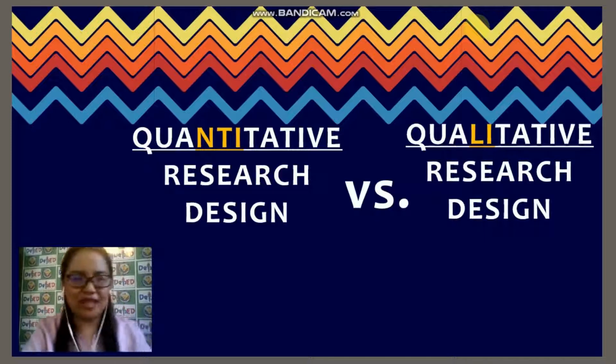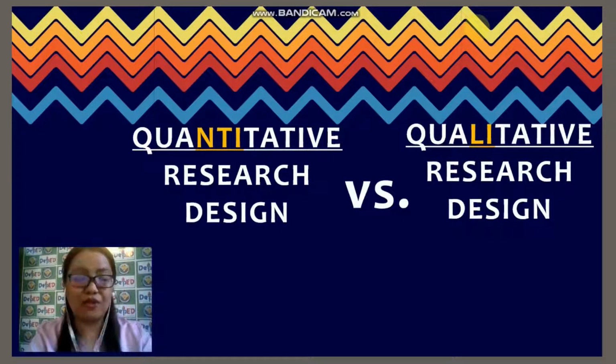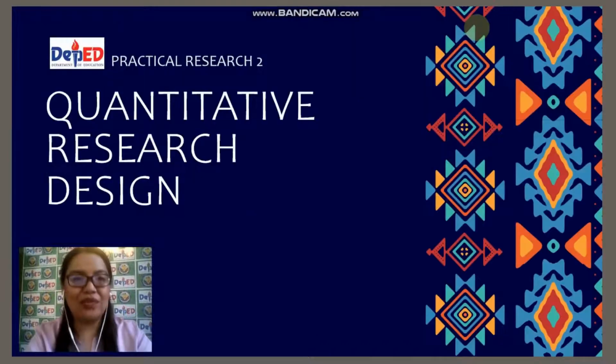Quantitative research design versus qualitative research design. Quantitative research is more systematic and controlled than qualitative research, which you have learned in Practical Research 1 last school year. However, these two research methods have a statement of the problem to investigate. So it is very important that you have completed the previous task diligently to maximize your learnings in this video lesson, to which you will be taught how to select an appropriate research design.